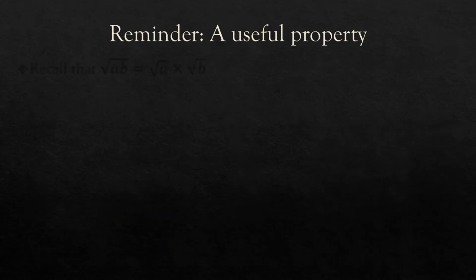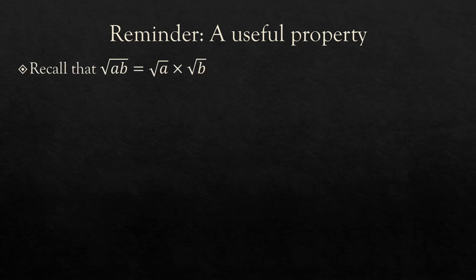I said a while ago that we can use the definition of the imaginary unit, that i is equal to the square root of negative 1, in order to find the square root of any negative number. How can we do this? Well, we can do this by recalling a very useful property of square roots. In particular, the square root of the quantity ab is equal to the square root of a times the square root of b. In other words, the square root of some product of two numbers is equal to the product of taking each square root individually.